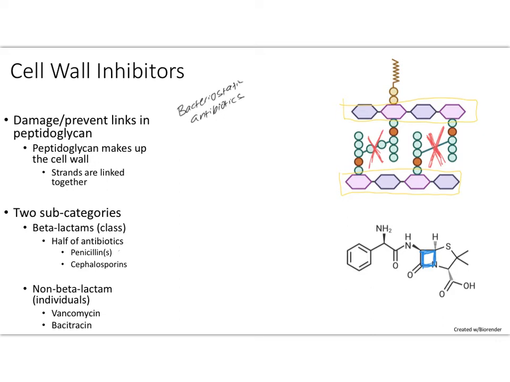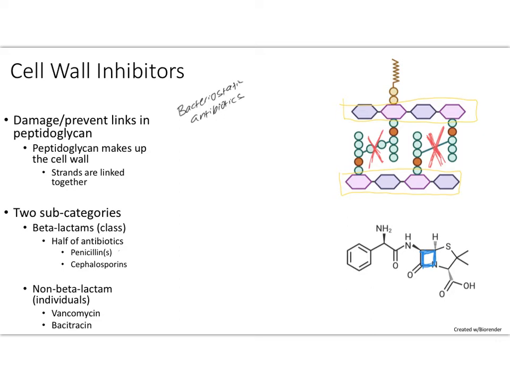Now, there are also some other cell wall inhibitors that do not fall into what we call the beta-lactams. They're just kind of individual antibiotics that don't fall into this class, but still work to inhibit the cell wall formation in bacteria. And these are vancomycin and bacitracin. Both of these, even though they're lacking this beta-lactam ring, they are very large molecules, and they still do a good job of interfering with the cross-linking between the peptidoglycan strands.